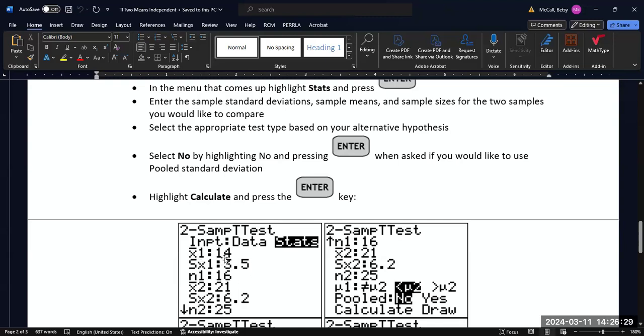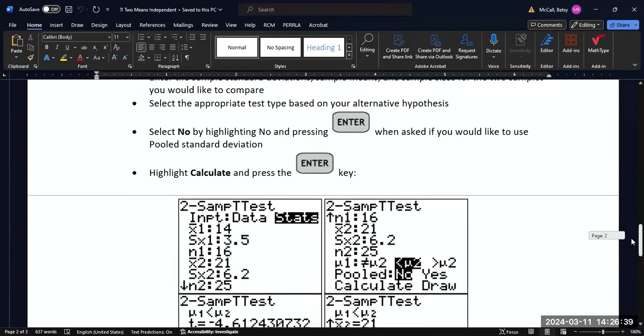The mean of the first group is 14. The standard deviation is 3.5. Now notice the ordering on this one is a little bit different than the previous one. On the z-test, the standard deviations were entered first, and here we're entering the mean and the standard deviation together for each of the samples. So that may help you.